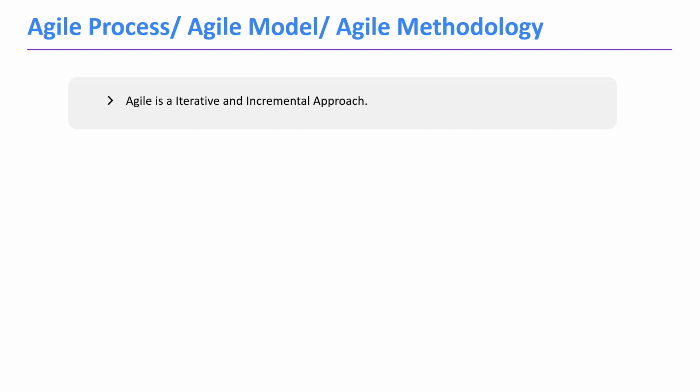Incremental means initially we implement few requirements in the software and then we will keep adding the new features in the existing software application. So this is the incremental approach. So Agile is an iterative and incremental approach.